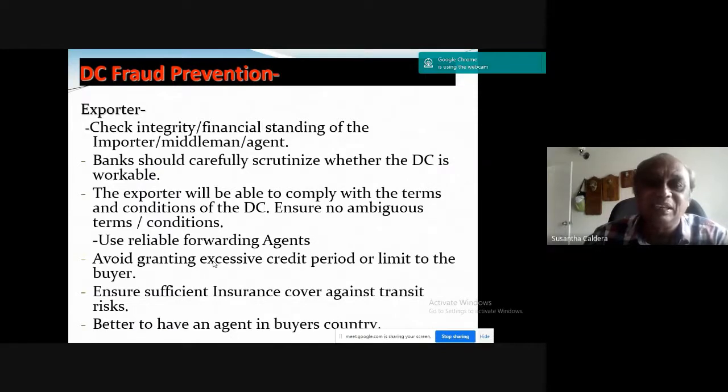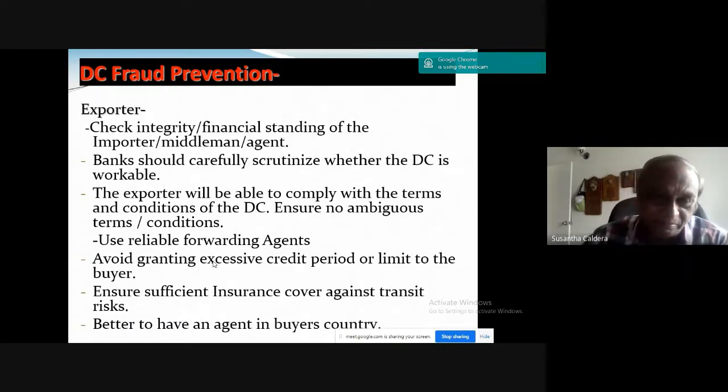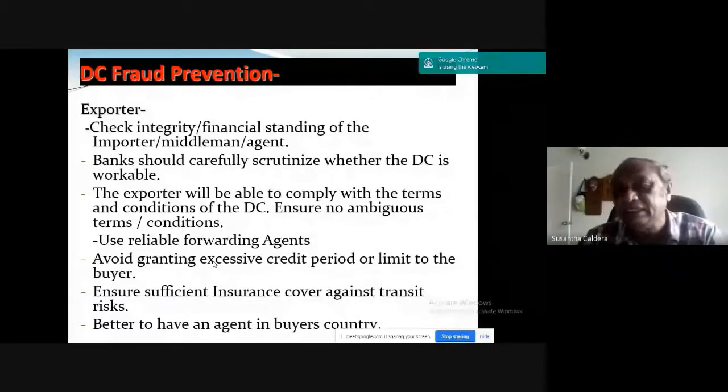Avoid granting excessive credit period or limit to the buyer. We should not grant excessive credit period or limit to the buyer. I'll give you another good example on this one. Excessive credit period.